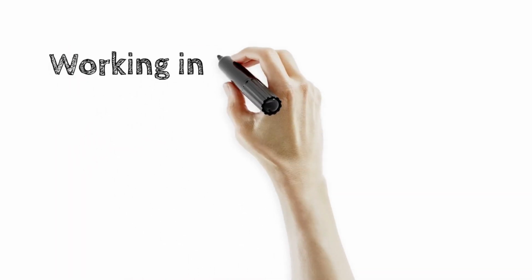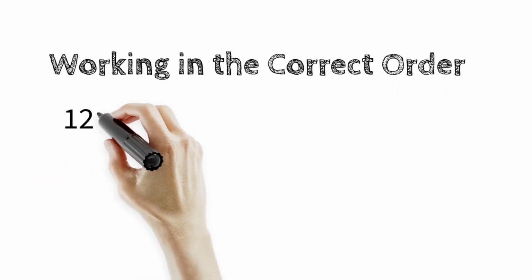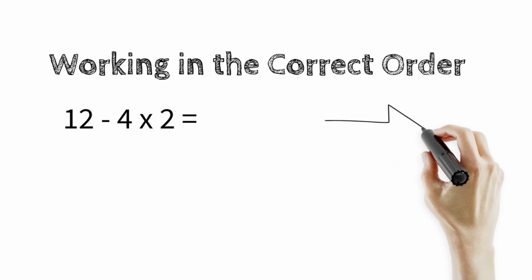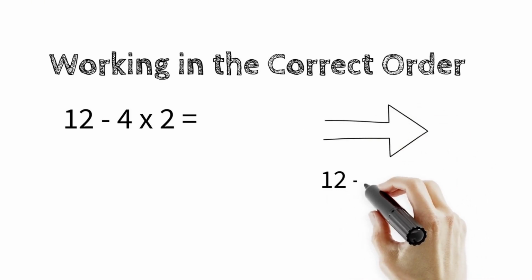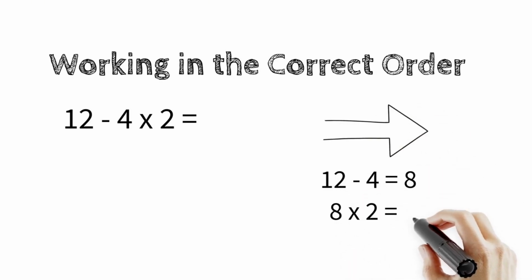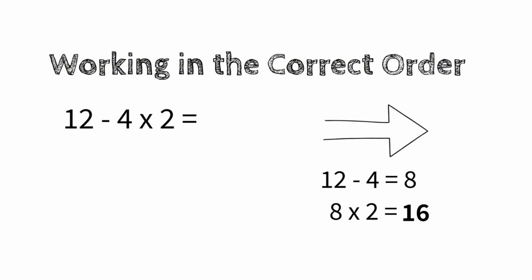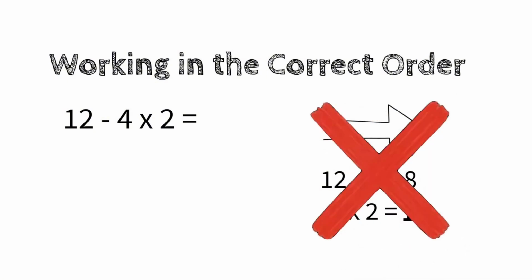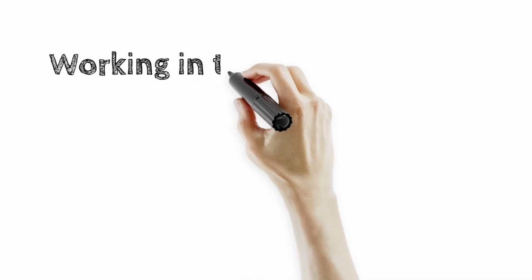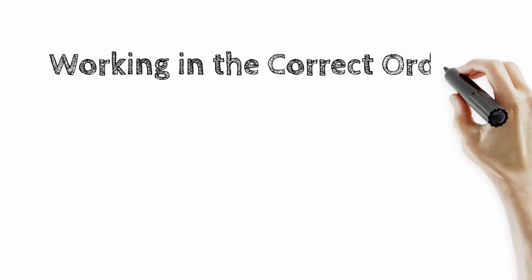One of the most common mistakes students make with longer maths problems is jumping straight in and working from left to right. But in maths, that doesn't always work. In this example, if you try and go from left to right, you'll end up with 16, which is the wrong answer.